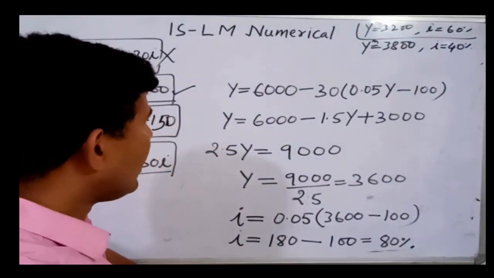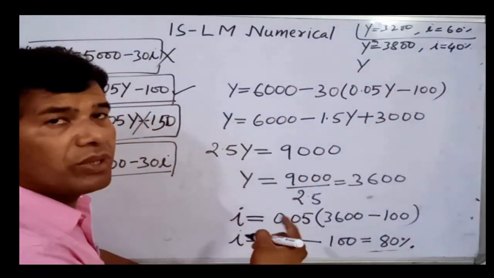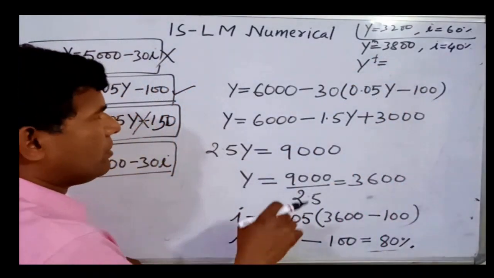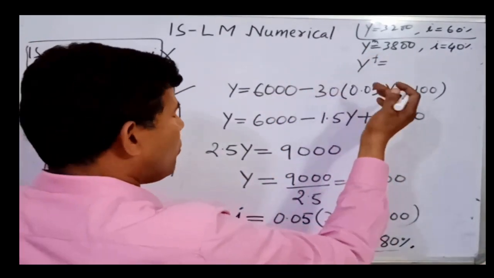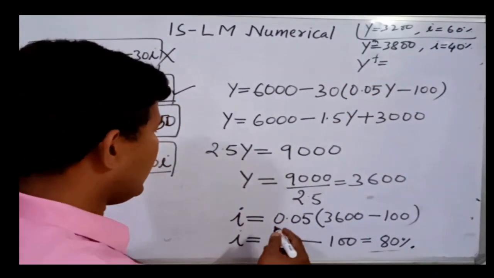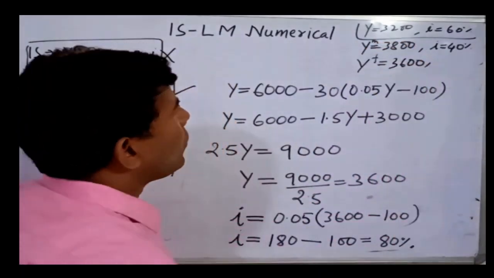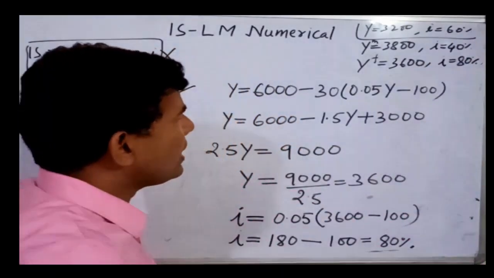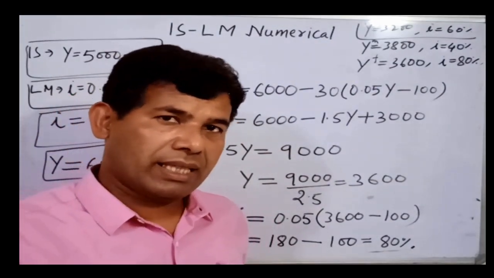So what has happened? Now the income has gone up because of expansionary fiscal policy, so let me write here YF. You may not write this in the examinations, but just for your clarification, I am writing YF: rise in income due to rise in government expenditure or due to expansionary fiscal policy. How much is equilibrium income? 3,600. And what is the interest rate? 80%.